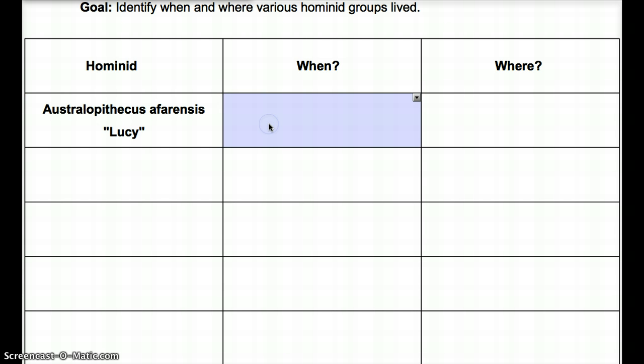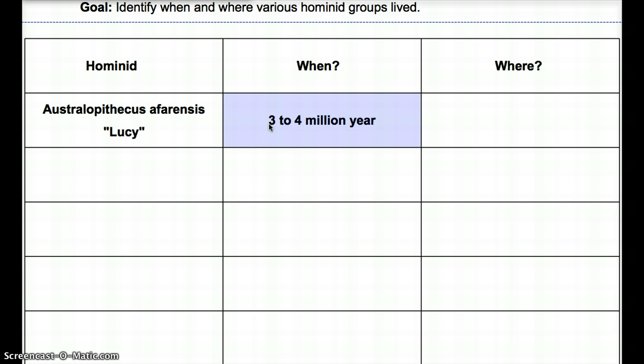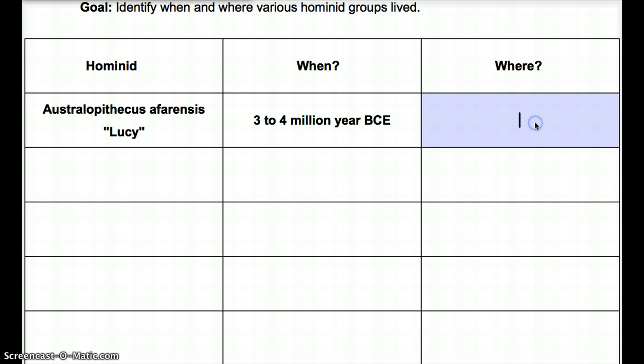Well, where did Lucy and her relatives live? Well, Lucy lived 3 to 4 million years before the year 0, so BCE. And Lucy only lived in Africa. She could walk upright, but not for great distances, so she wasn't going to be traveling much.